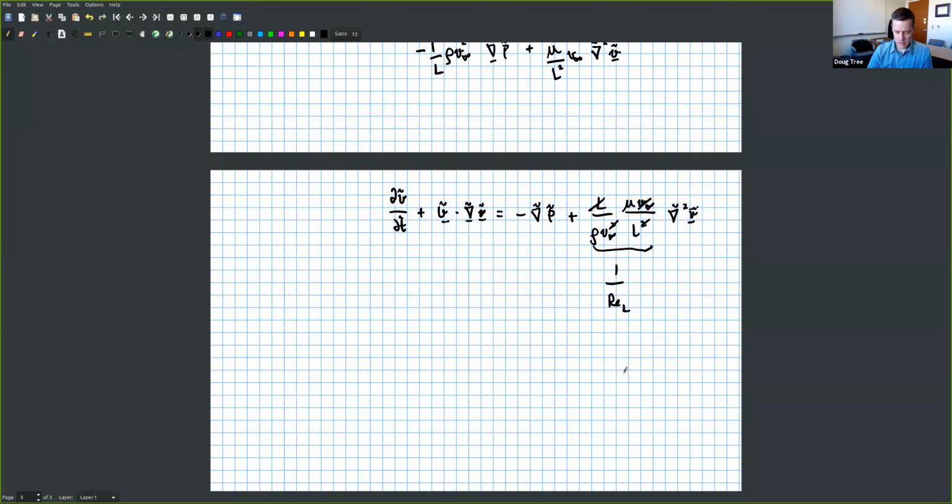So I have my final thing. And just to save myself a little space, I'm going to write the left-hand side as the material derivative to save my hand a little bit. DV Dt is equal to minus grad P plus 1 over the Reynolds number grad squared V. Okay, so that's the dimensional analysis for that. So that's our final thing.